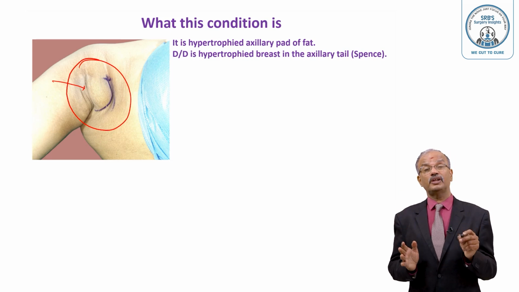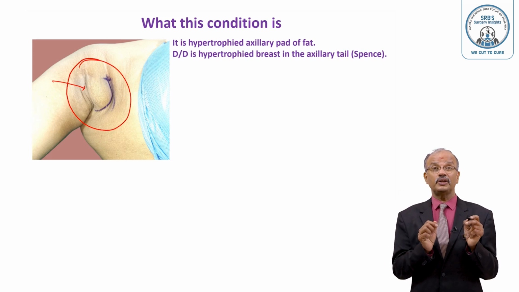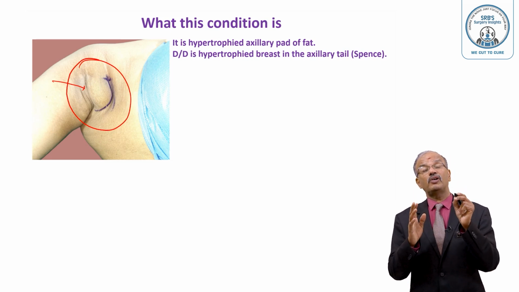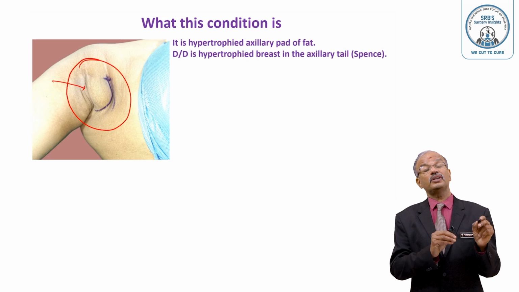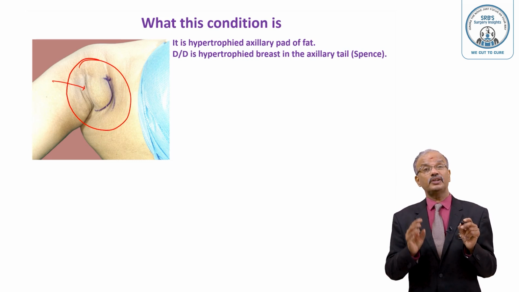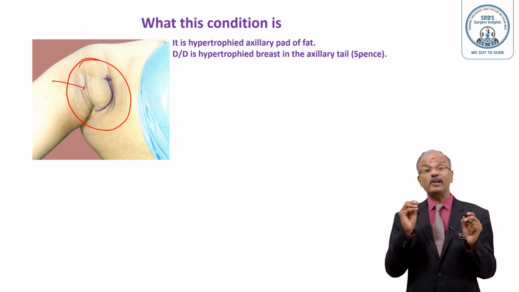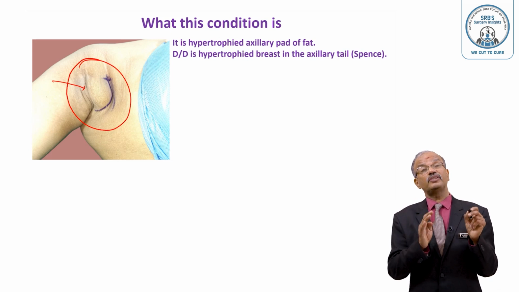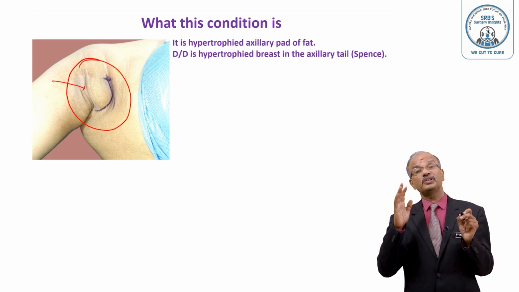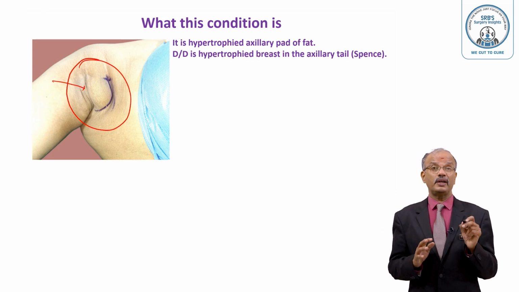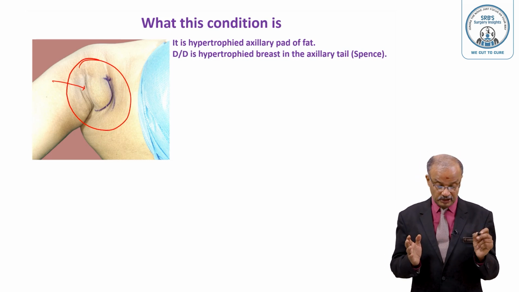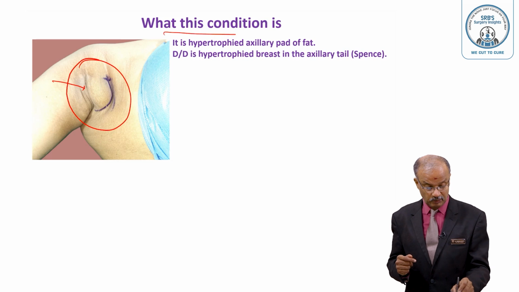We know that the breast tissue is a subcutaneous tissue, but part of the breast tissue enters into the axilla through an opening in the deep fascia called the foramen of Langer, and it comes to the axilla. That is deep to the deep fascia. So that is called the axillary tail of Spence. This axillary tail, which is deep to the deep fascia, unlike the main bulk of the breast tissue, which is in the subcutaneous plane, may get hypertrophied and may cause a painful swelling. Often it may be bilateral, like hypertrophied axillary pad of fat also. So one of these two things is possible in this patient.